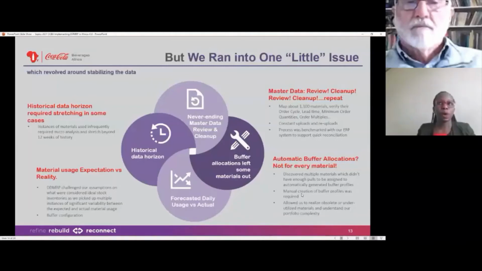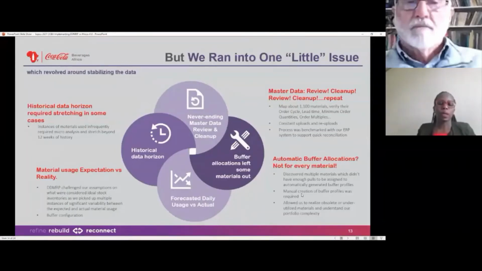Then we had also the data uploads and reloads followed by the cleanup, because as you review the process, you upload data and then you review accuracy of that data in terms of order cycle, in terms of lead time, in terms of minimum order quantities, order multiples as well, in regards to the different raw materials that we're working with, as well as finished products for the four plants that we were implementing this tool for.